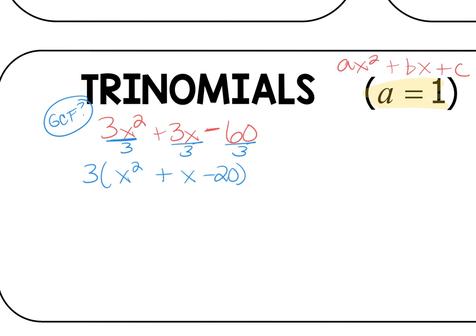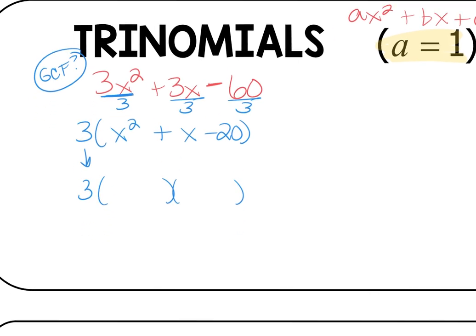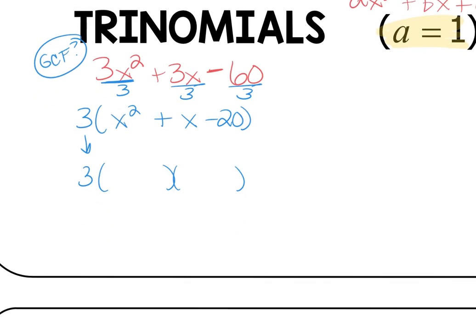Now, we're not done. Now we factor what's inside. So I'm going to keep the 3, but I'm going to break that trinomial into 2 binomials. Now, this is stuff we've done a lot. Who could tell me, what am I going to put in the first space here and here? X squared. X, because x times x gets me x squared. So that's going to be an x, that's going to be an x.